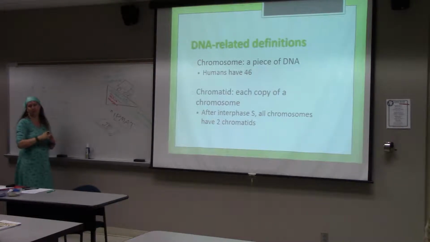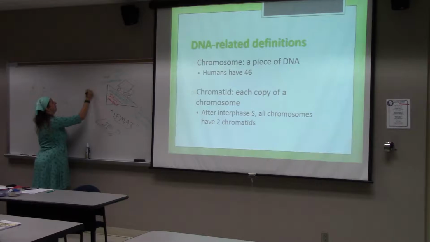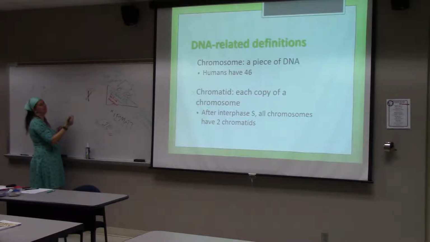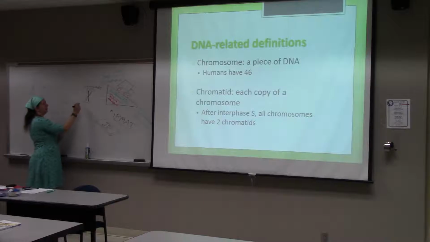You can see chromosomes during mitosis. When you get a really good view, they often look like an X. And that's because of the 2 chromatids. As long as they're attached together, it's still considered 1 chromosome.